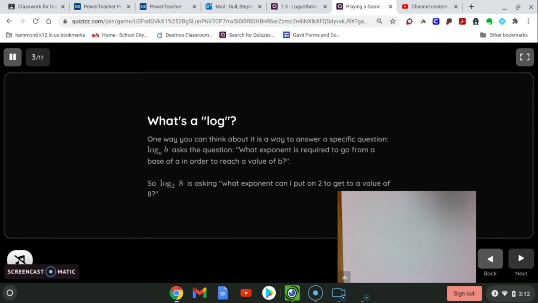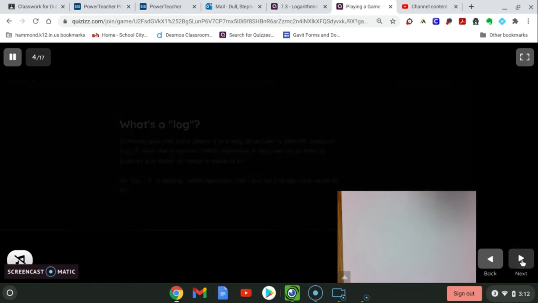But once we introduced the concept of log, we asked a question. What this is saying is, what exponent is required on the base to get to this value? So log base 2 of 8 is saying, what exponent can I put on 2 to get a value of 8?